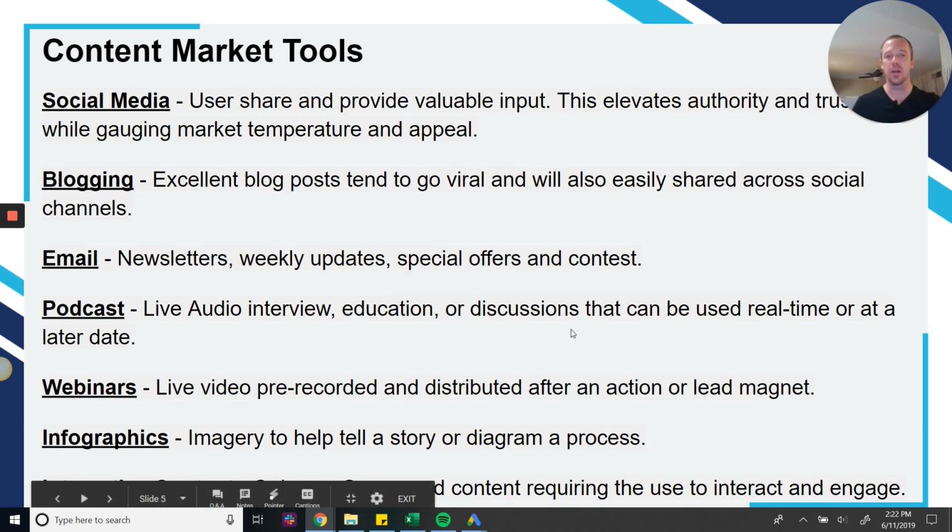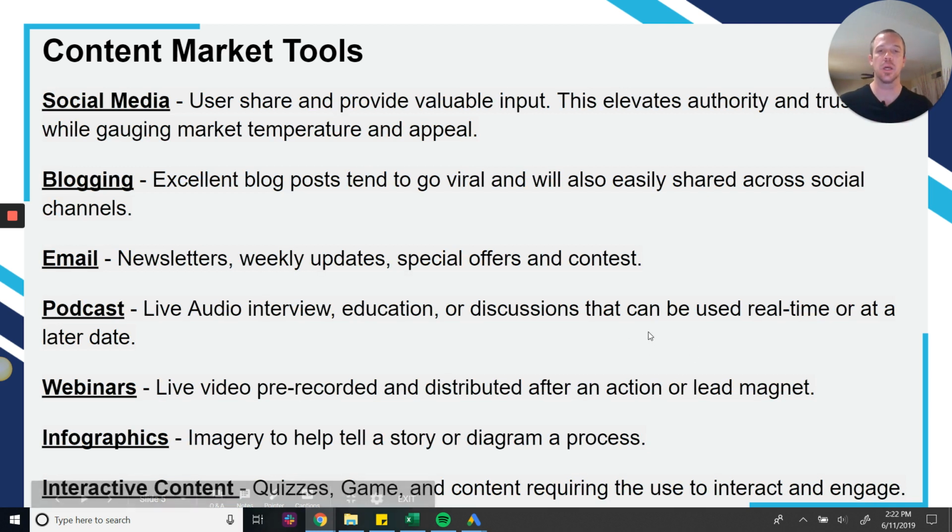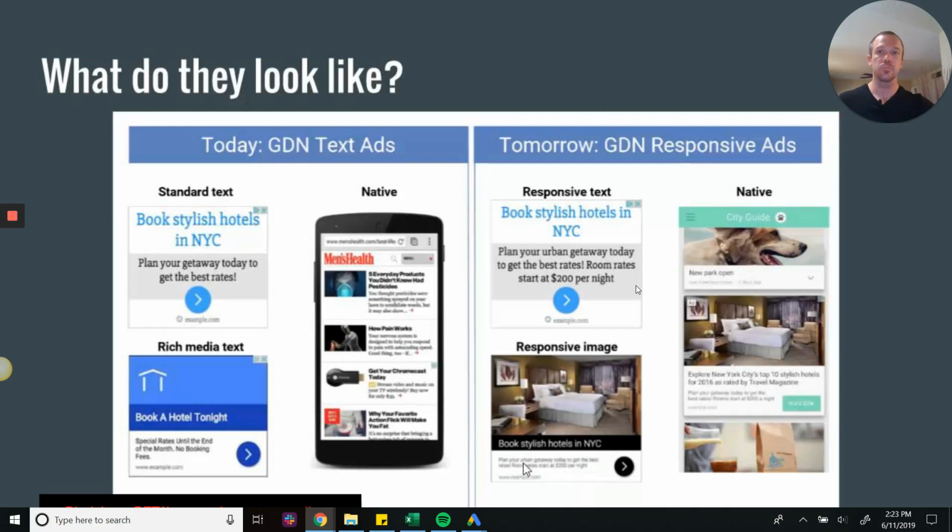And then interactive content, anything that you can do to get them more ingrained and actually get them thinking about your product is always good, right? Like quizzes, games, content requiring the user to interact and engage. It basically puts them either to start thinking about the product and the application of it through utilizing that quiz, or actually putting them in some sort of ownership role, which is always great.